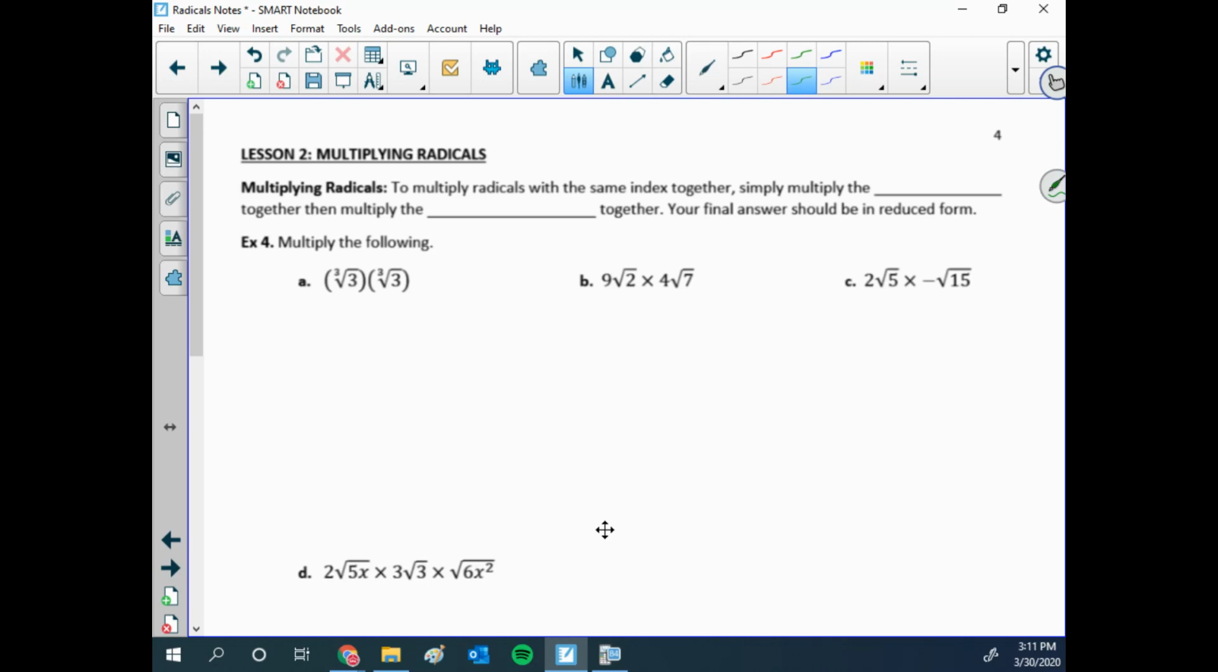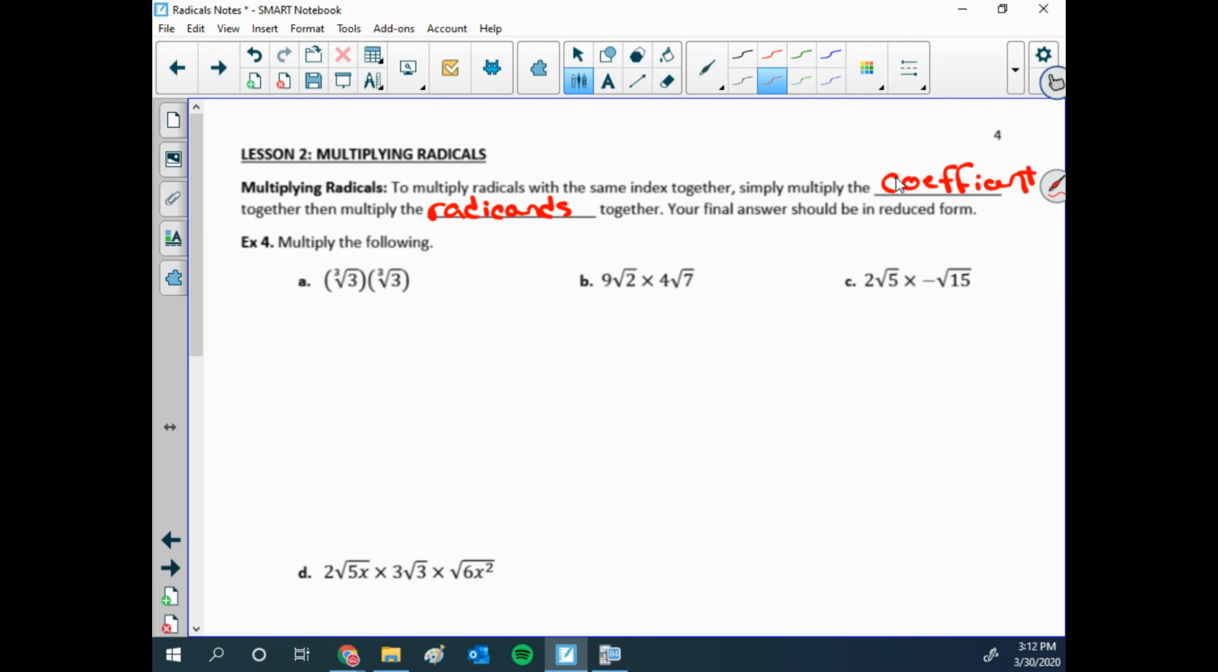For today, we are taking a look at multiplying radicals. So multiplying radicals, you can do that when the indexes are the same. And all you need to do is simply multiply the coefficients together and multiply the radicands together. Okay. And this is pretty much the exact same way that we multiply polynomials, but now we're doing it with this root sign in there, right?